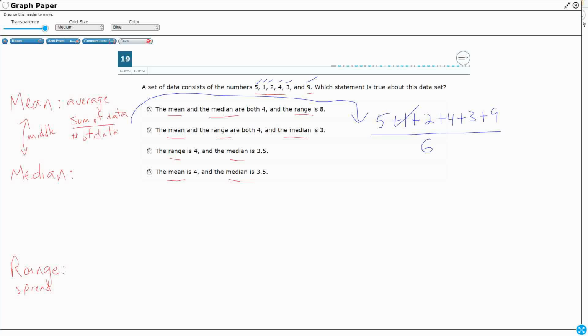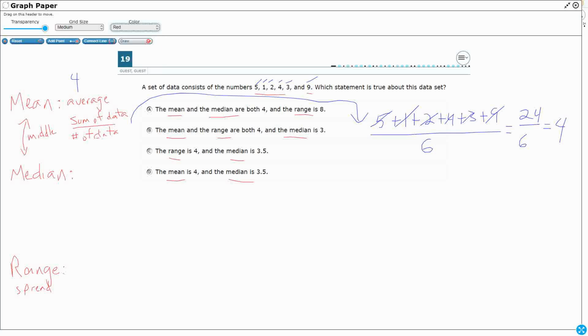All right, so I'm looking for tens. 9 and 1 make 10. Let's see, 5 and 2 make 7, and 3 make another 10, so that's 20, and that's 4. So what I'm looking for here is 24 over 6, which is going to be 4. So the mean, the average number, is 4. It's not always going to be a whole number. Very often it's going to be a decimal, but in this case it happens to be a whole number. So the mean does not need to be one of the pieces of data.